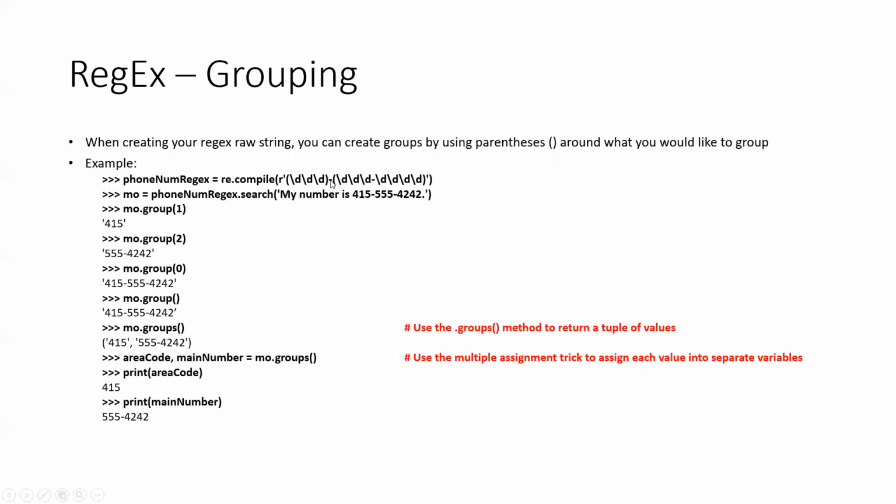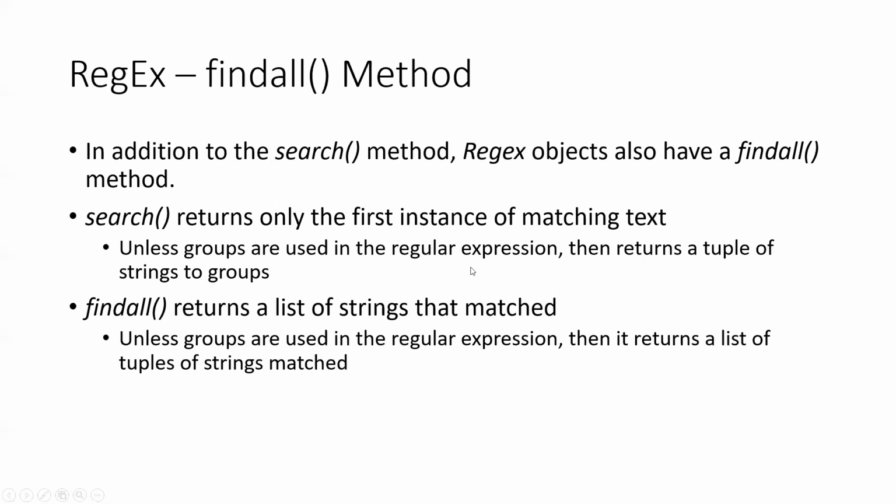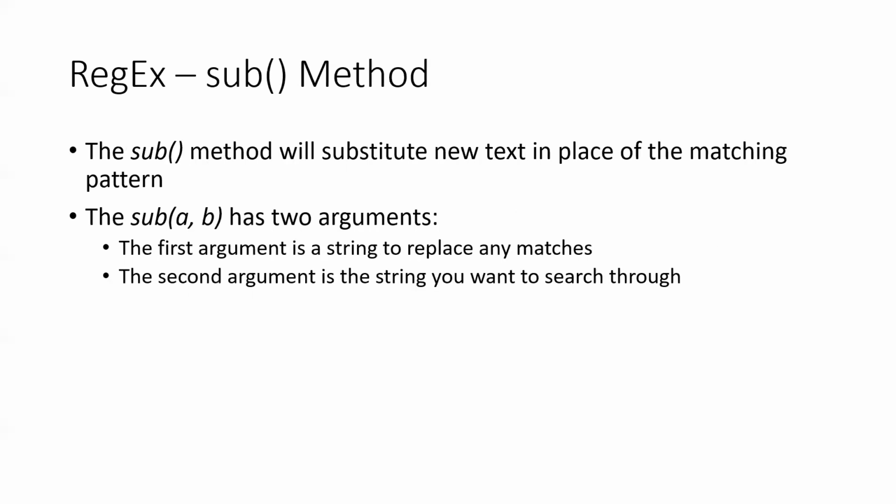We talked about grouping and how you would do that with this raw string. This was the example of a phone number. You can also use a pipe, in which case you can match one of many expressions. Only the first one found will be returned. Findall: in search, you only get one thing back. In findall, you're going to get every instance back, usually as a list of all those matched strings. If you did not use grouping, it's just one thing. If you did use grouping, you're going to get back a list of tuples.